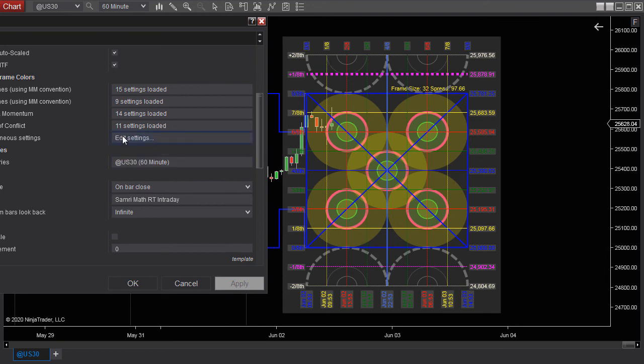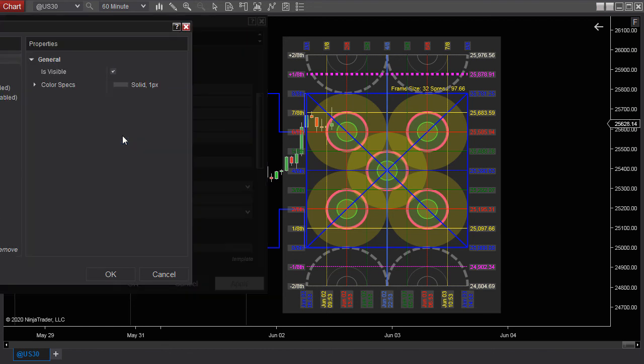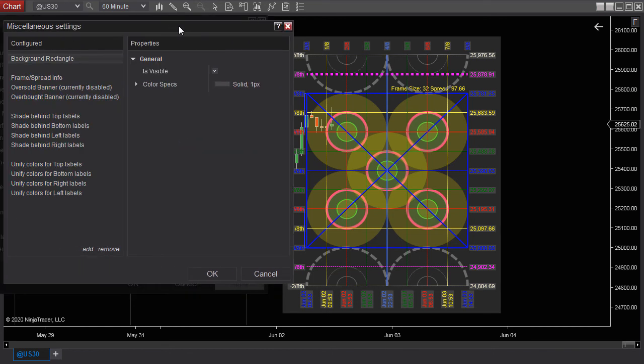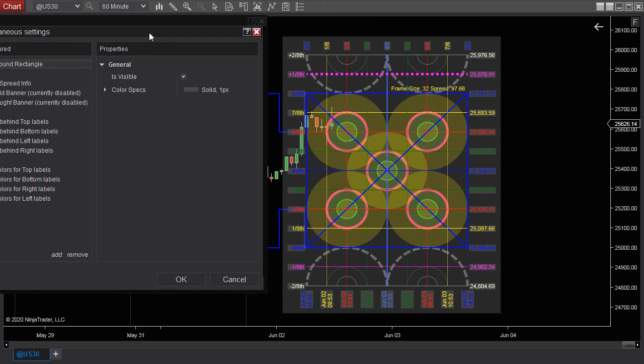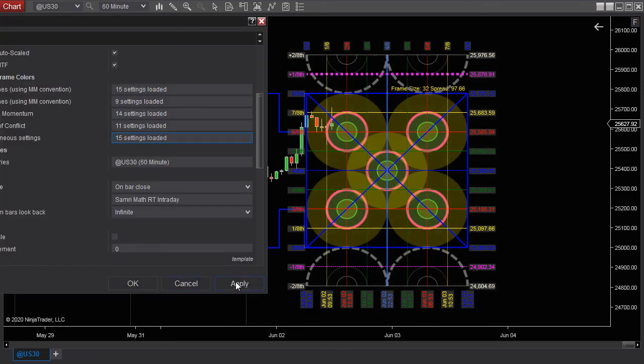And the miscellaneous settings. The final thing is the miscellaneous settings. What are the miscellaneous settings? We've got the background rectangle. This rectangle you see here, you can set it any color that you want. You can turn it on and off. See, it's gone now.